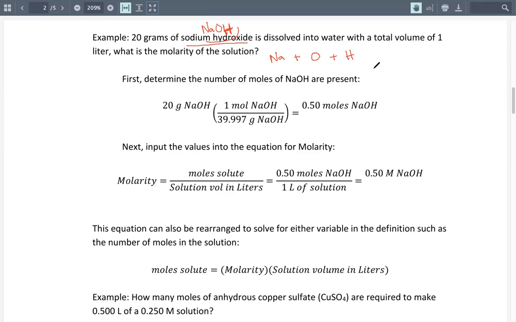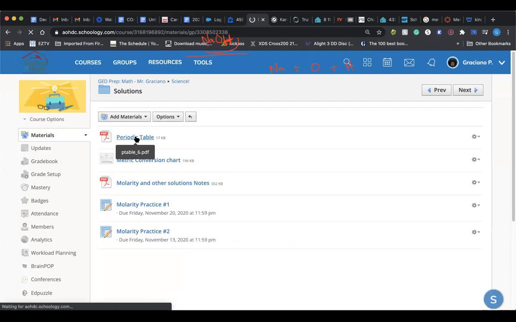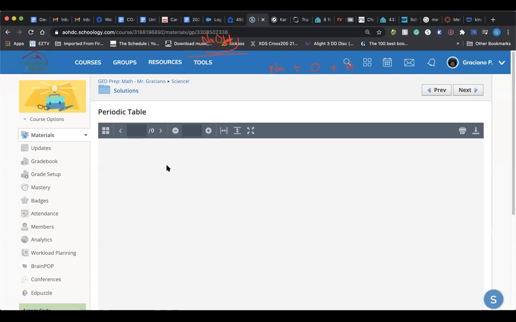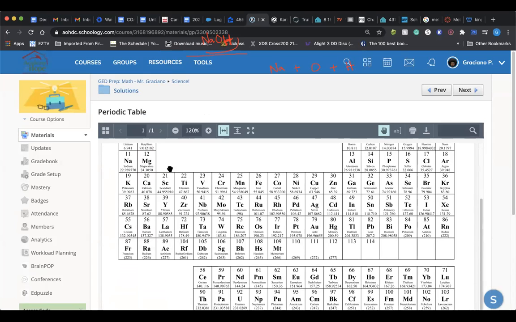So you have to use many reference tools when looking at molarity. Unless it's given to you, sometimes they're nice enough to give you the measurement already, but you have to look each of them up. So what that would involve is pulling out your periodic table. So in the same folder, we have a periodic table. I would just open this up and look for those measurements for Na, for O, and for H.